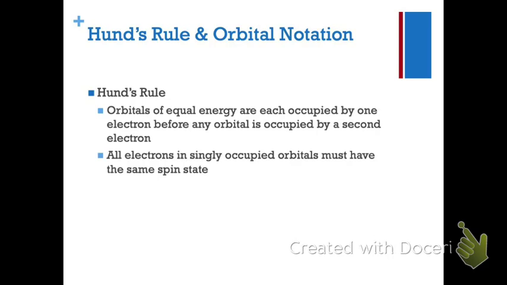All electrons in singly occupied orbitals must have the same spin state. What that means is when we're drawing our electrons, you notice that in an orbital with 2 electrons, one points upward and one points downward. This is how electrons are supposed to be drawn, but I didn't have the power in PowerPoint to draw a half-headed arrow, so I had to draw a regular one. But this is really how you draw electrons, with a half arrow.